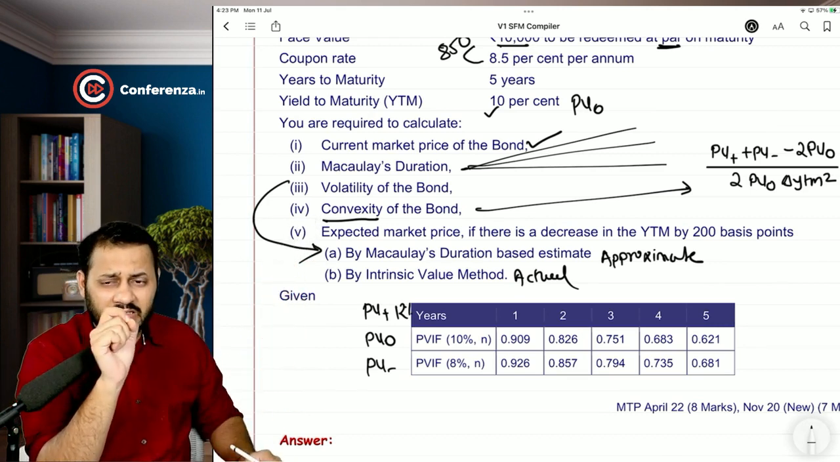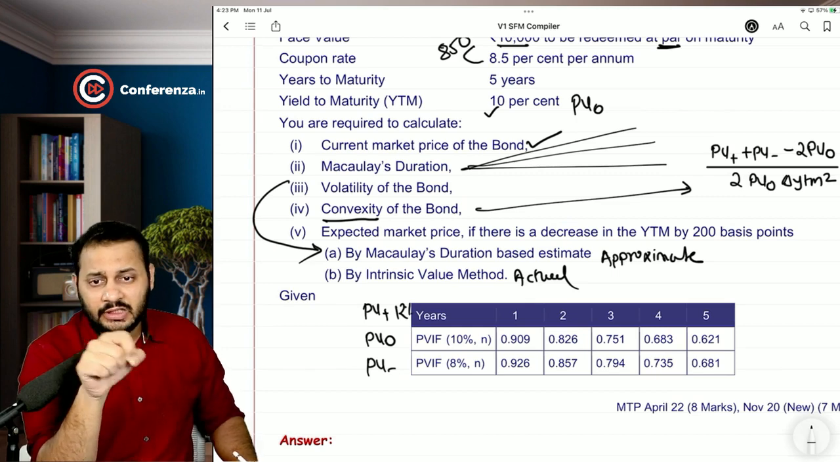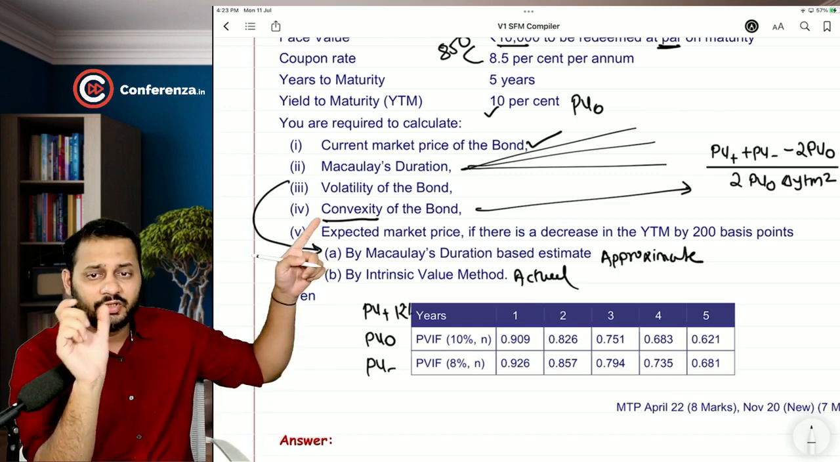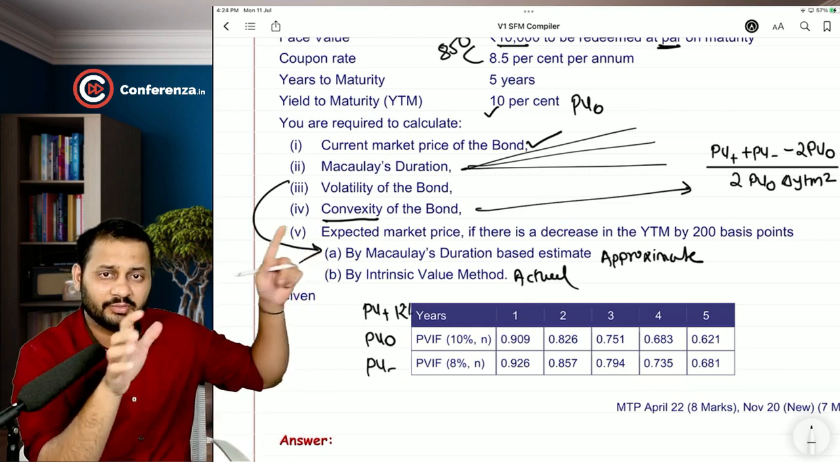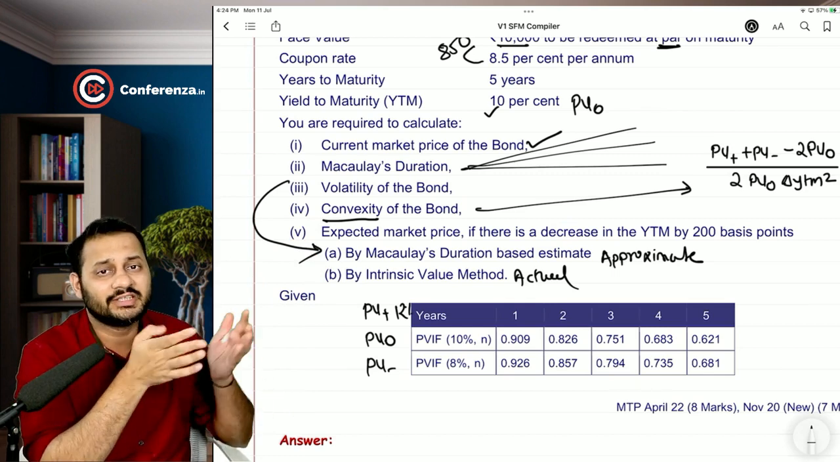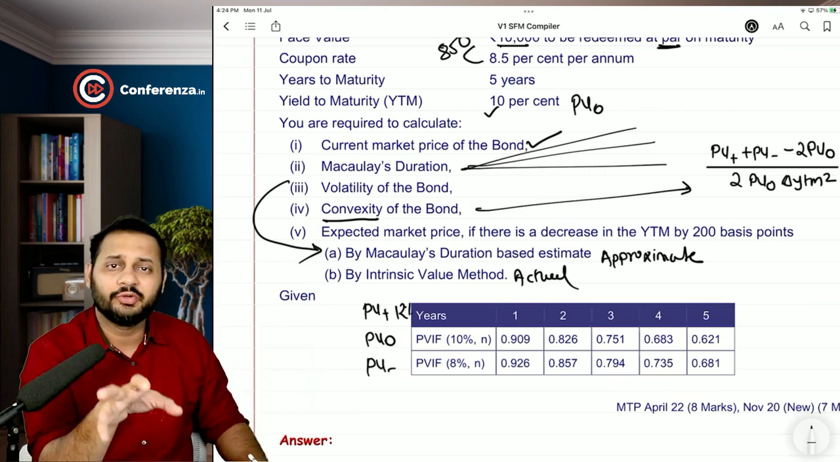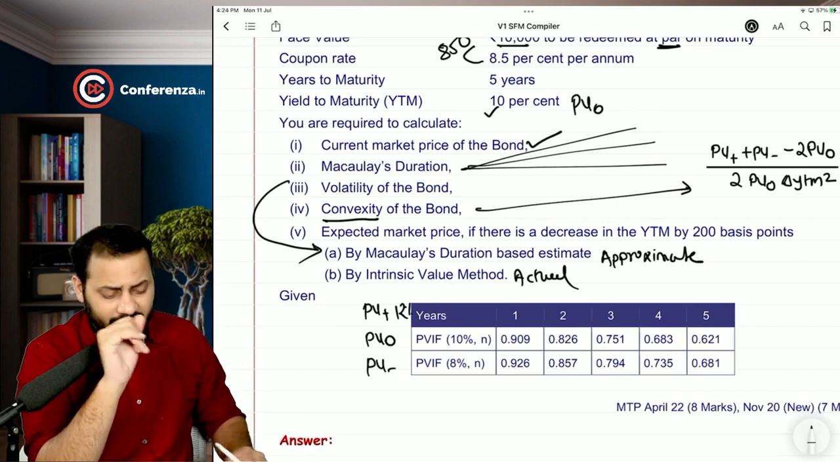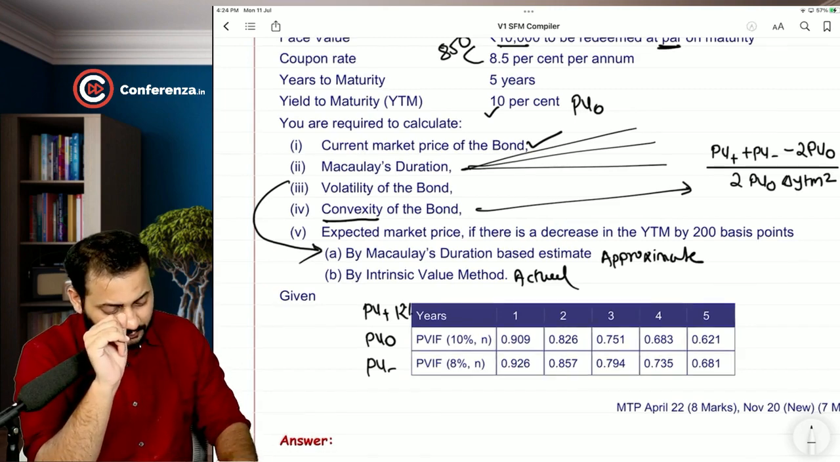There is one problem in the answer of this question. Although they have said that you only have to calculate the convexity, they have entirely calculated the convexity adjustment. So in the exam we are going to do that only. Let's have a look at the answers now.